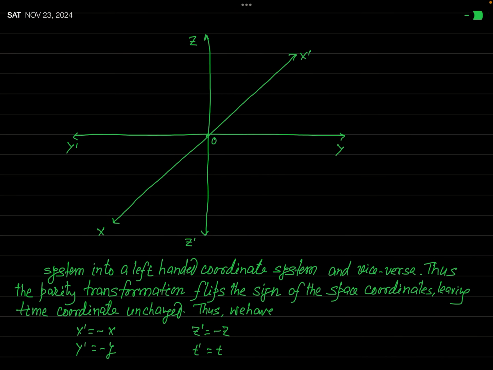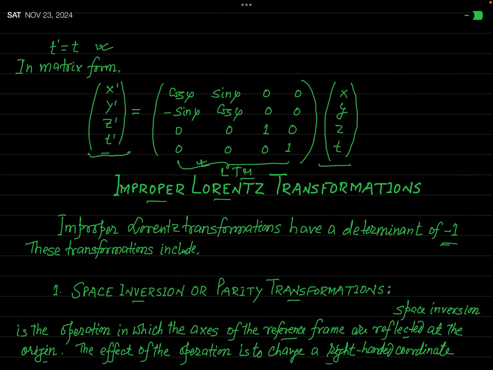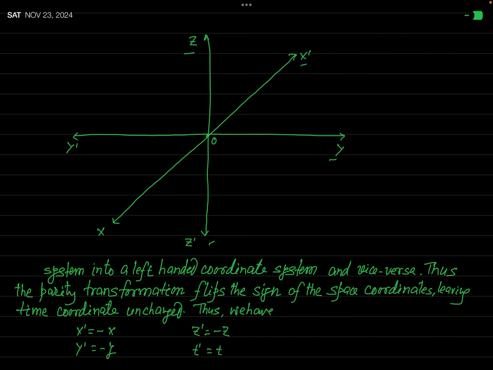You can see this figure. This x-axis now becomes x-dashed axis, y-axis becomes y-dashed axis, and z-axis becomes z-dashed axis. So, this is the operation in which the axes of the reference frame get reflected at the origin. And therefore, the effect of this operation is to change the right-handed coordinate system into the left-handed coordinate system, and the left-handed coordinate system into the right-handed coordinate system.